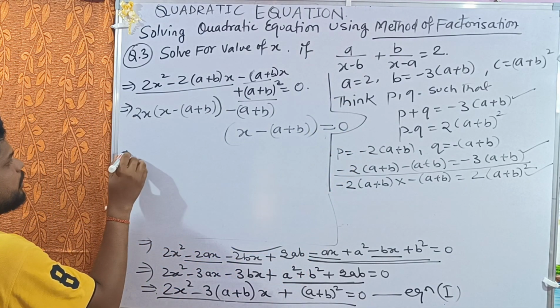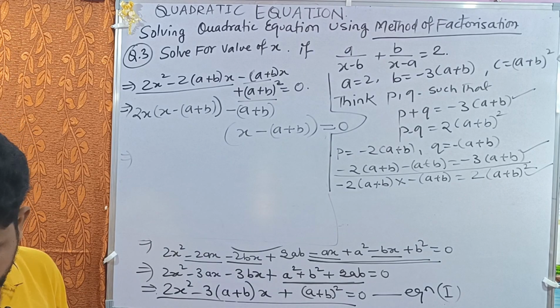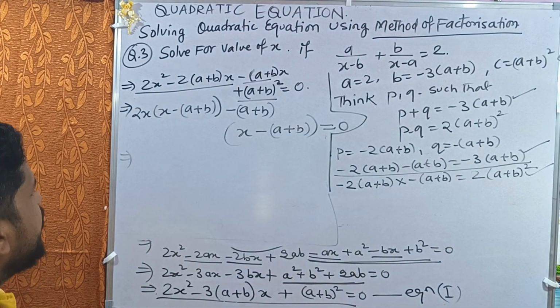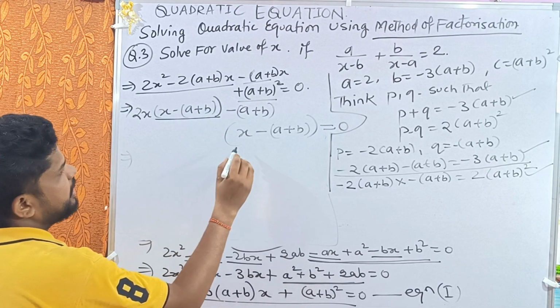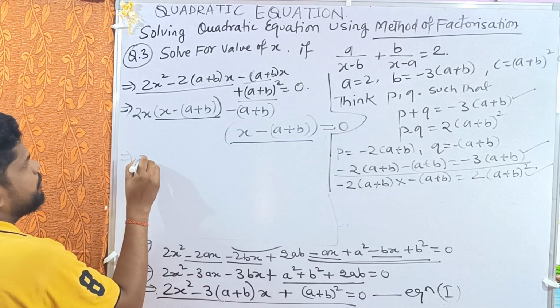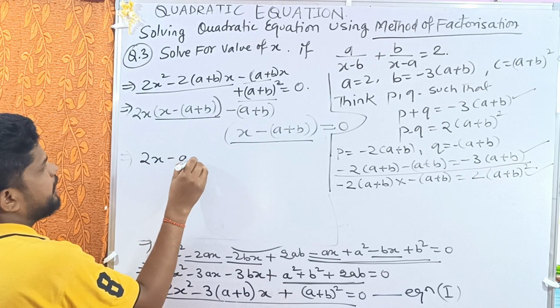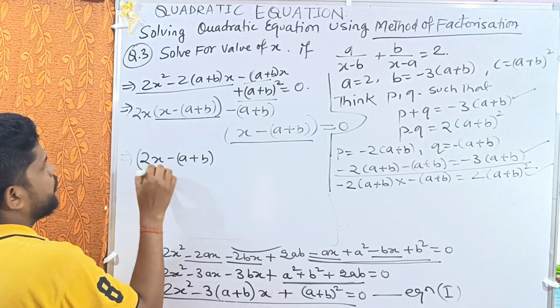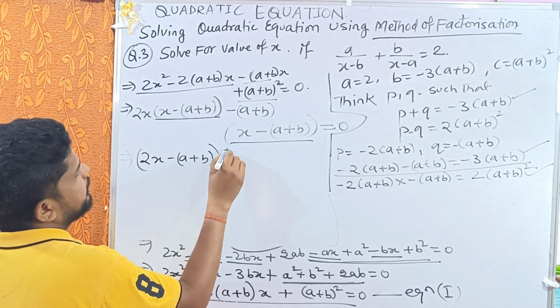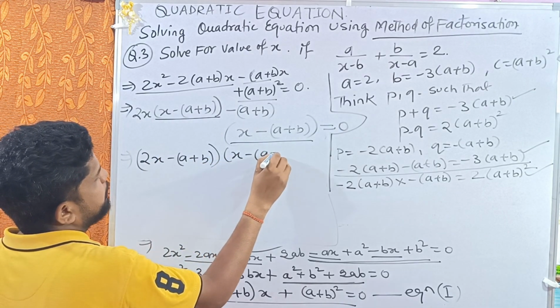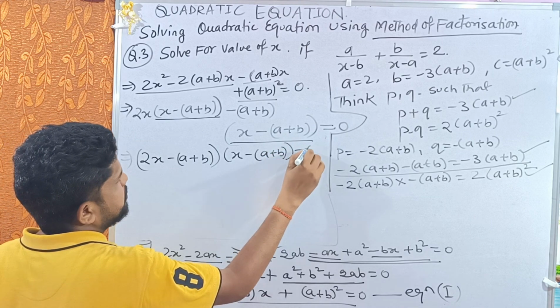Now again taking common, which is x minus (a plus b), x minus (a plus b). From here we will get 2x minus (a plus b) open bracket and x minus (a plus b) open bracket, which is equal to 0.